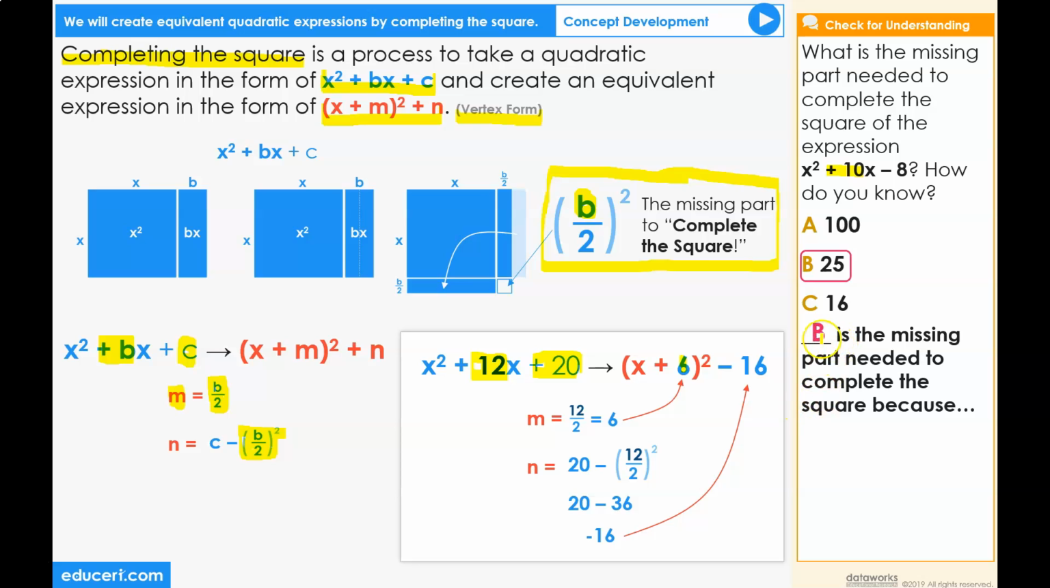B, 25 is the missing part needed to complete the square because b, the coefficient of x, equals 10, and half of 10 is 5, and 5 squared is 25. You take the coefficient of x, divide it by 2, and then square it.